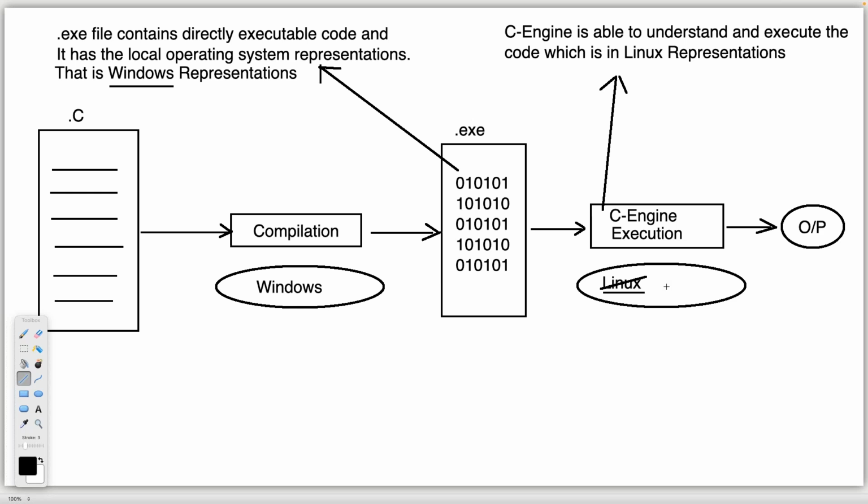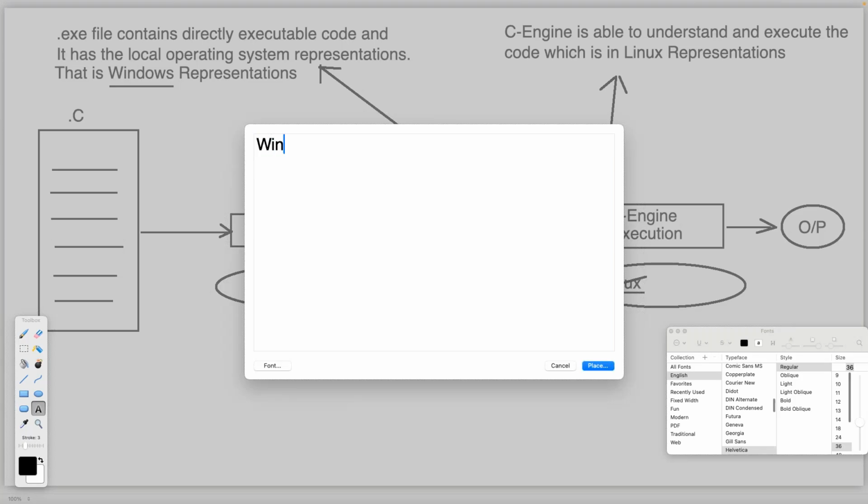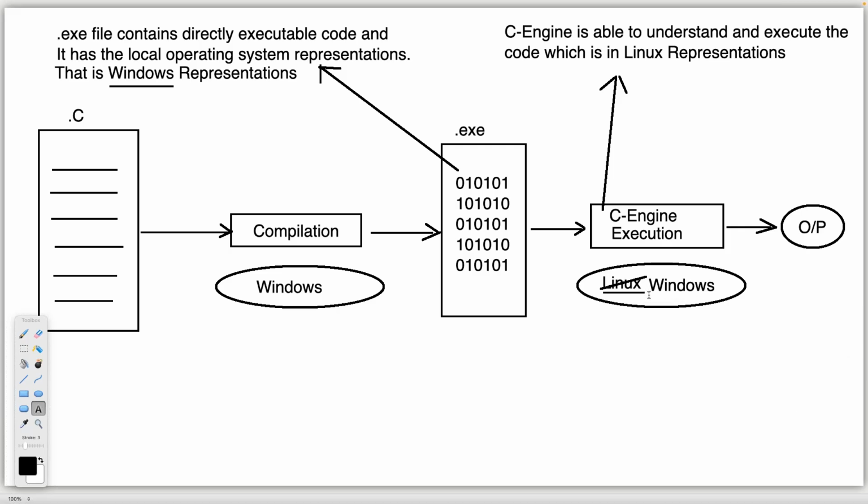But in general, we are not going to change the compile time operating system. Why? Because compilation was already performed. Then it is not required to change the operating system at compilation time. Then there is a possibility to change the operating system at what time? Runtime only. So at runtime, I want to remove this Linux operating system. In place of the Linux operating system, we have to provide the Windows operating system.